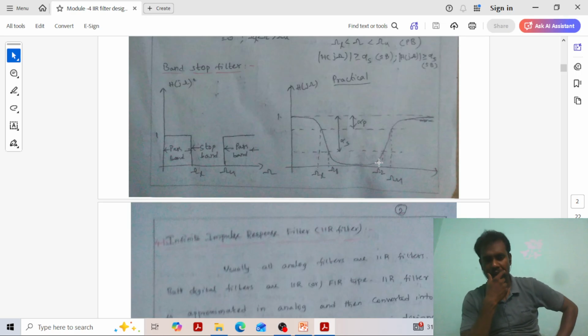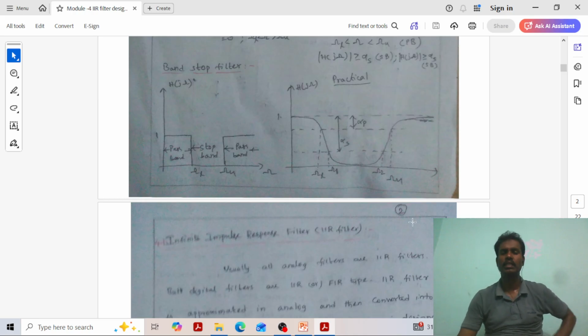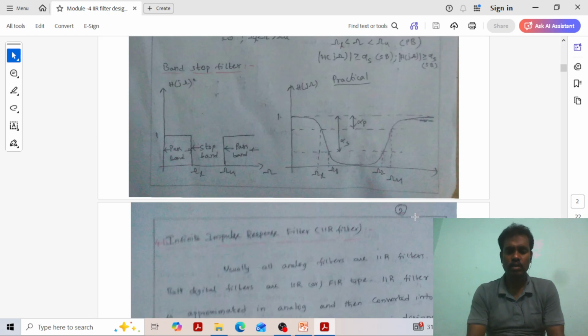So whenever they want to design a practical filter, they need some specification. That specification is nothing but these frequencies: the cutoff frequencies, pass band frequency, stop band frequency, and the variation, that means the ripples, or we can say the attenuation in the pass band and stop band. So I want this much attenuation, I want more attenuation, I want less attenuation.